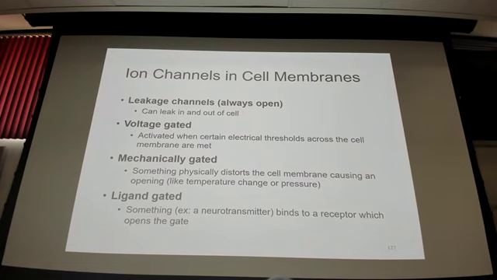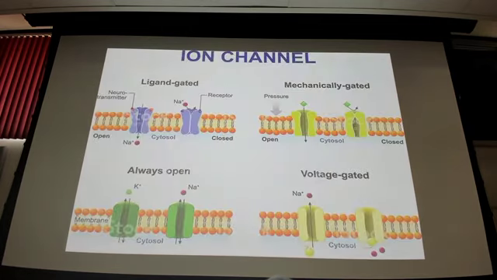Ligand gated, we're going to talk about a lot when we talk about the endocrine system. Some kind of neurotransmitter attaches to a receptor. That receptor opens or closes something to allow movement into or out of the cell. All right? Just a once over of what all these things mean. And for those of you who are visual learners, there is what they look like. They're not that big in real life, though.